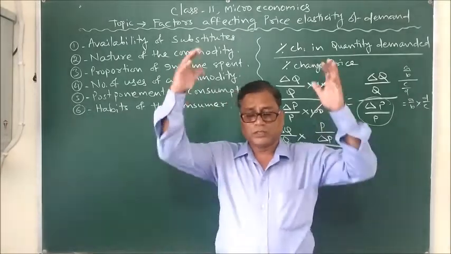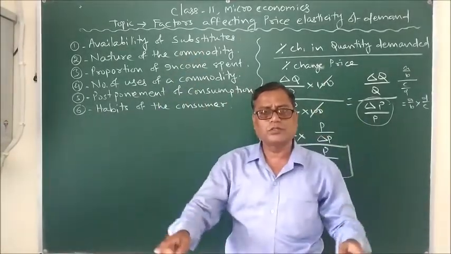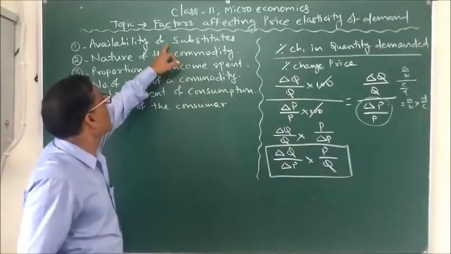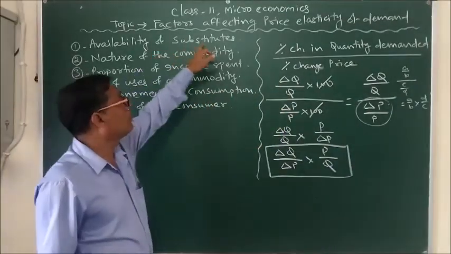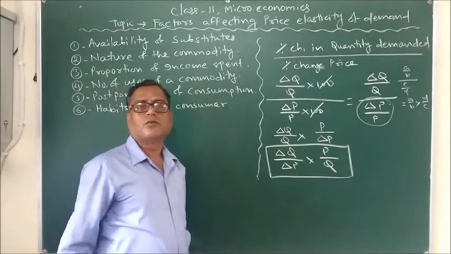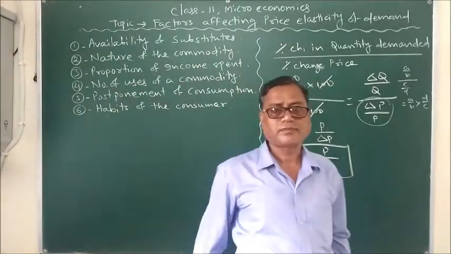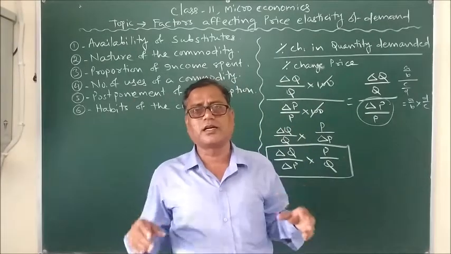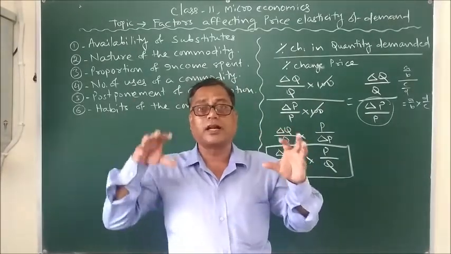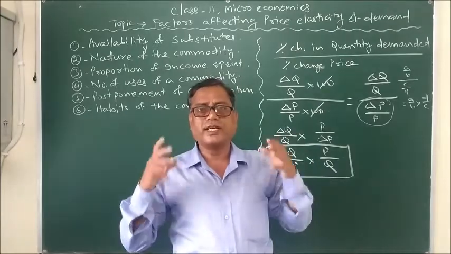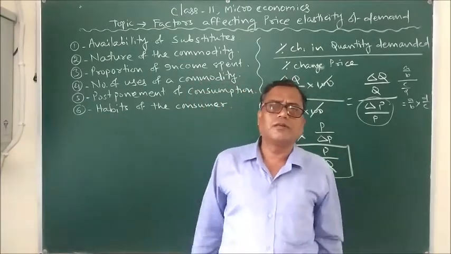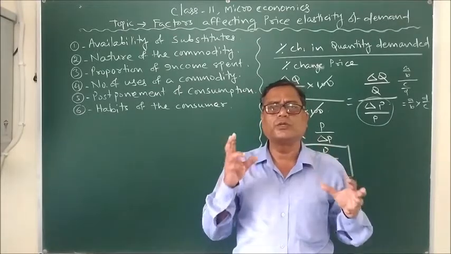So just imagine a given goods. Now the first factor is the availability of substitutes. Students, you know very well what substitutes are. If two goods X and Y satisfy almost the same type of requirement, then we say both are substitutes to each other.